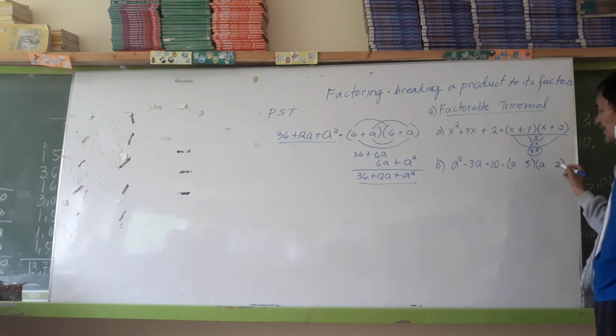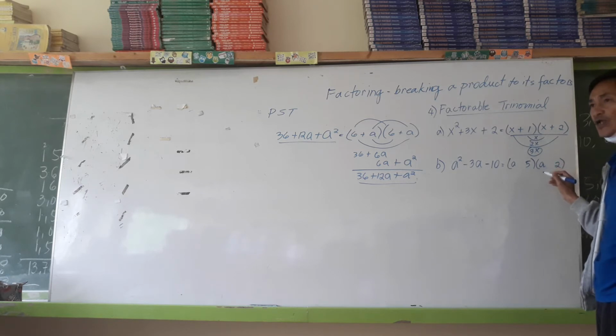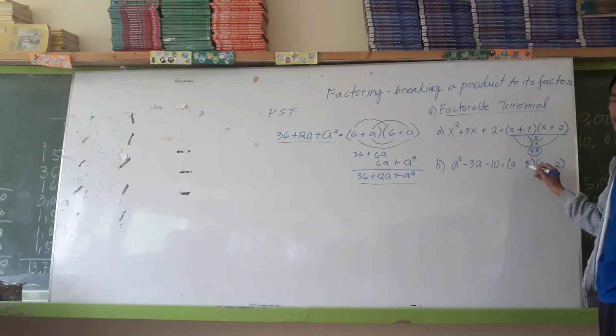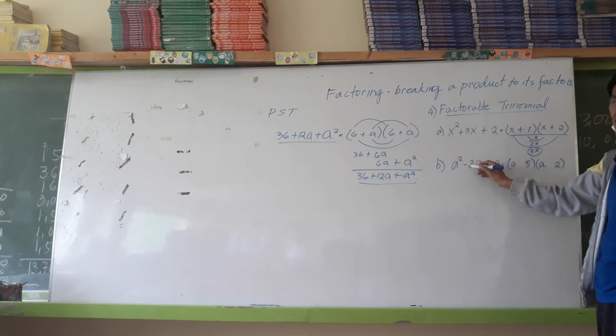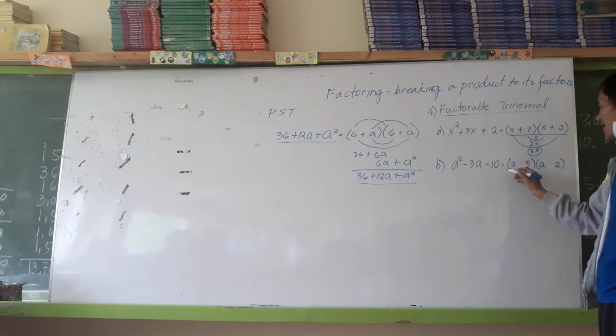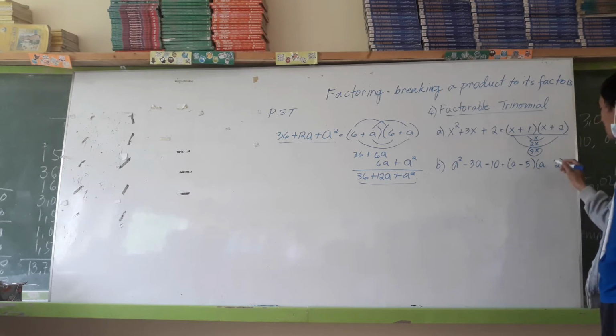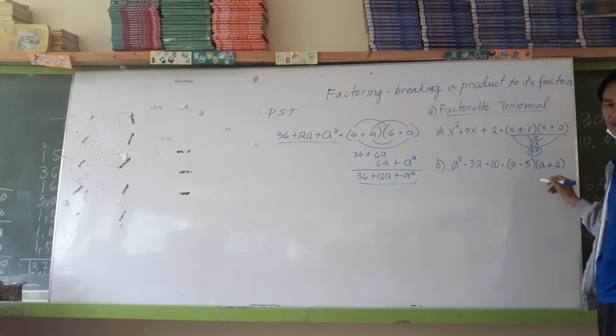Where now is the negative? Because one of these will be negative. Okay? Negative times positive will give you negative. So, you check the sign of the middle term. If the sign of the middle term is negative, the larger factor needs to be negative. So, a minus 5 times a plus 2.